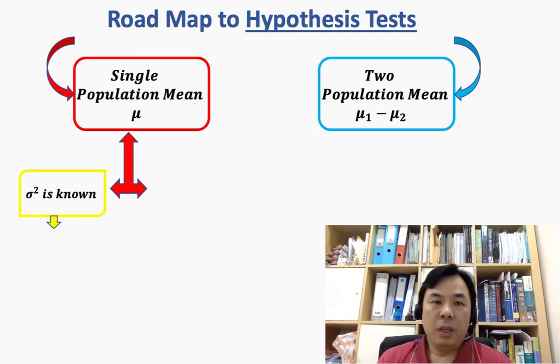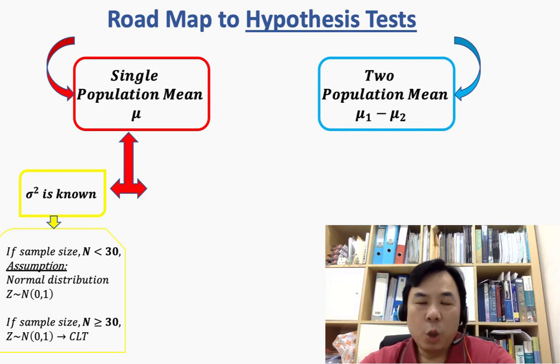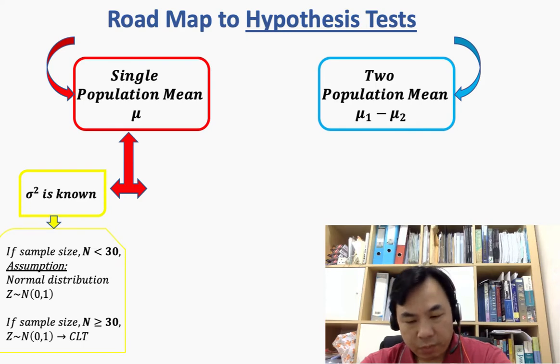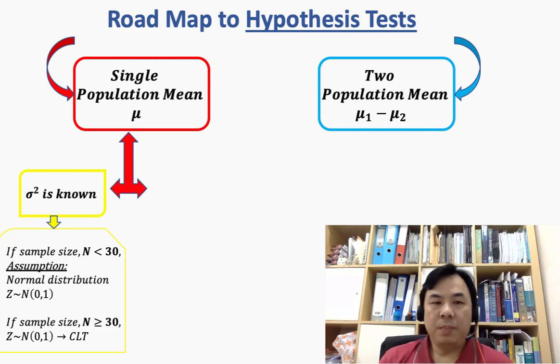First of all, if the population variance is known, then the type of distribution that you are supposed to use would be normal distributions, of course. Whether the sample size is small: if the sample size is small, we will have to make assumptions that the population distribution is normally distributed, or that the sample mean is normally distributed.